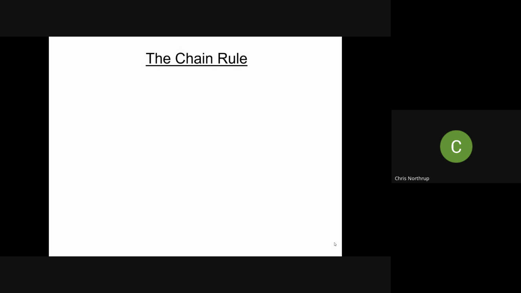All right, today we're going to take a look at a really important rule called the chain rule. So we've learned how to do derivatives of products, quotients, all kinds of functions. Now we're going to take a look at composed functions.